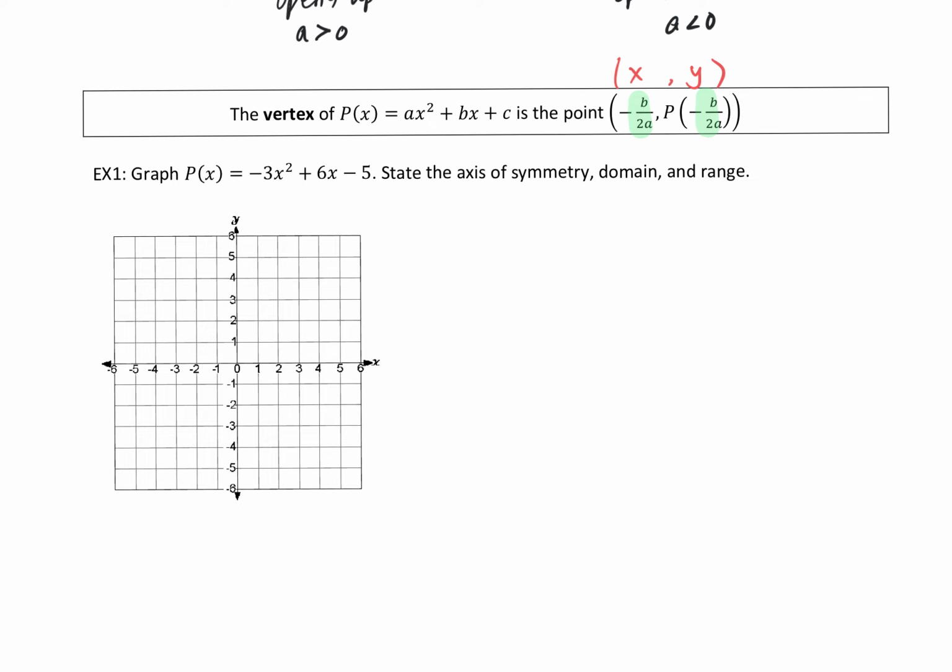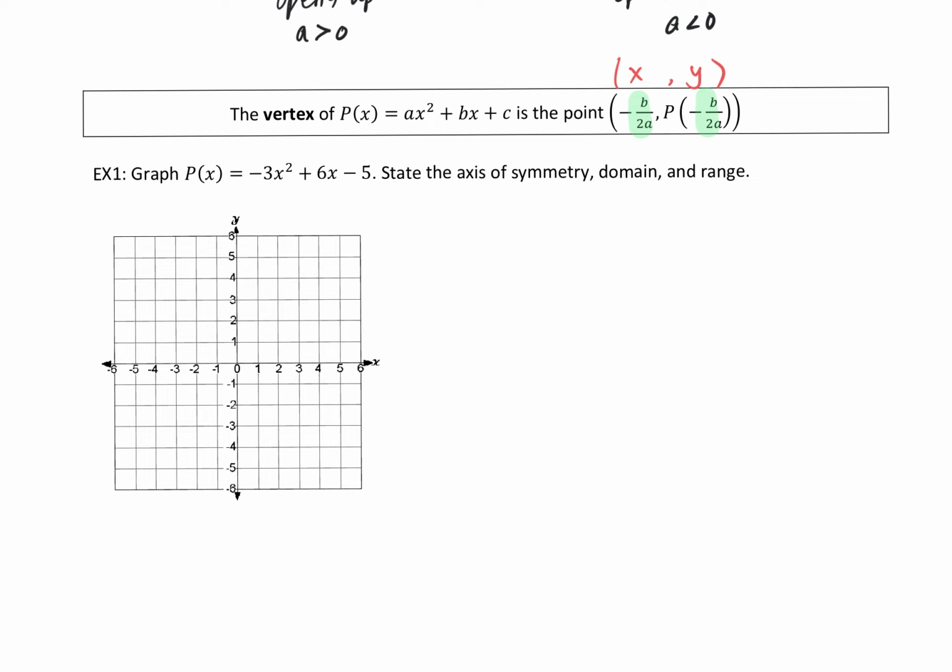In example 1, we have this parabola, or this quadratic equation, negative 3x squared plus 6x minus 5. And we're going to graph it, state the axis of symmetry, the domain, and the range. So the first thing I want to do when I graph is I want to find the vertex. That's my starting point.